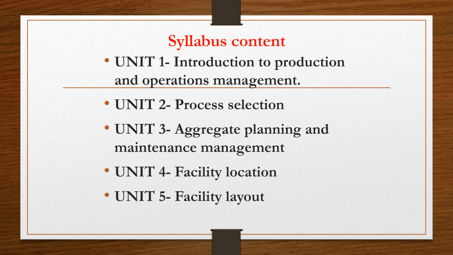Here is a quick view of the syllabus content. It includes as many as 5 units. They are different in nature but interrelated. It starts with Introduction to Production and Operations Management, then Process Selection, Aggregate Planning and Maintenance Management, Facility Location and Facility Layout. The order that is mentioned here on the slide, I'll be changing as we go through the subject, because I feel that the order can be reshuffled to make the subject clear to you. We will do it in the further part of the lectures.